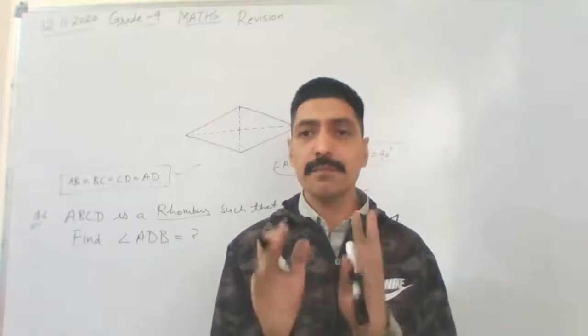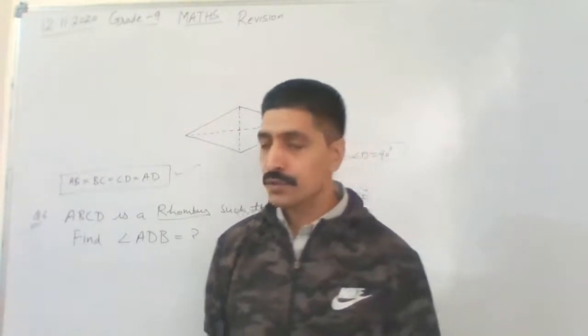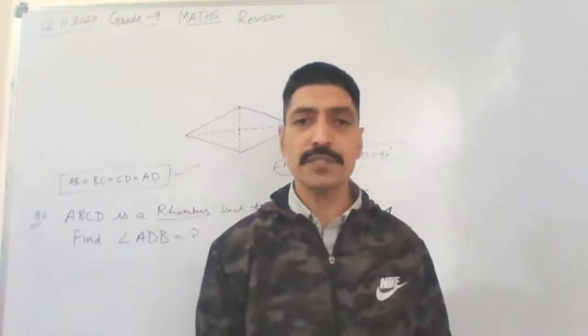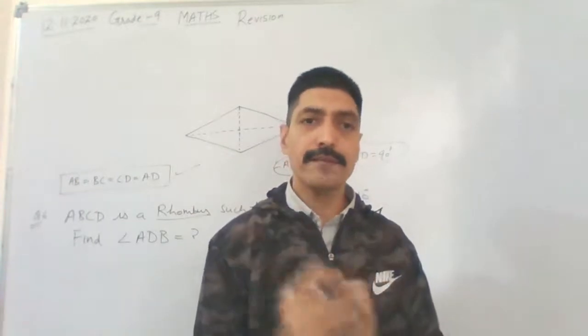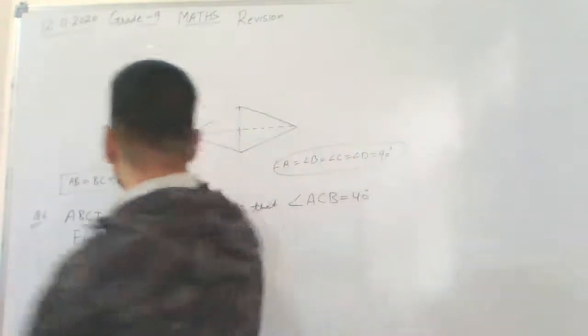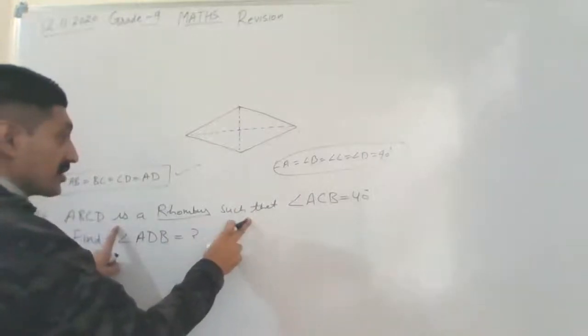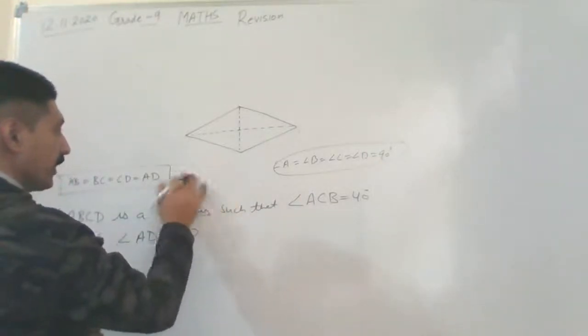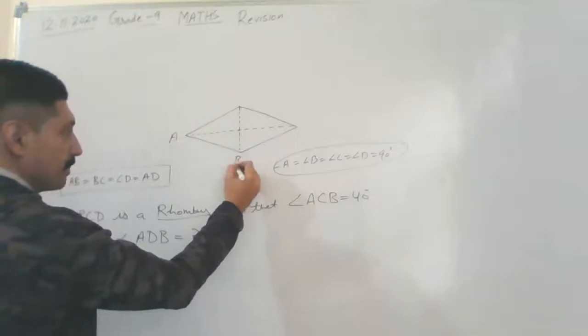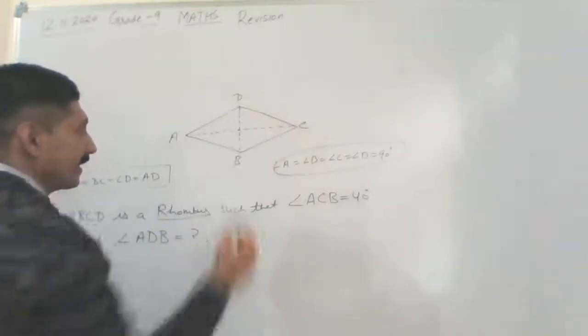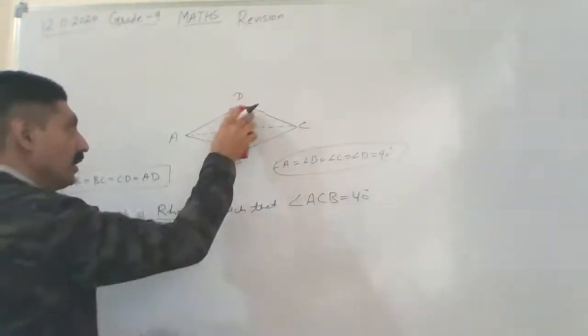So parallelogram is the important shape which we have studied in grade 9. So we know in a parallelogram the opposite angles are what? They are always equal. So here, if I am talking about angle A, angle B, angle C, angle D, all 4 sides they are equal.